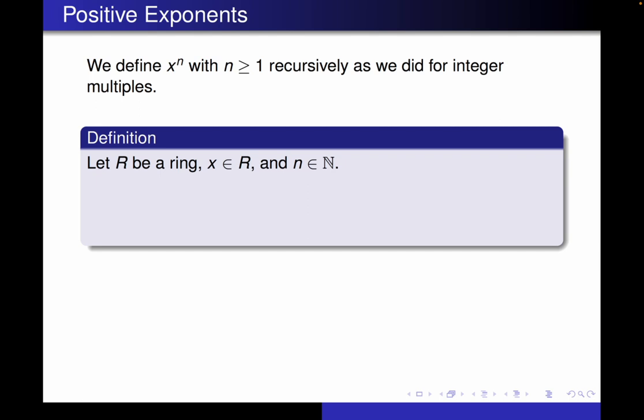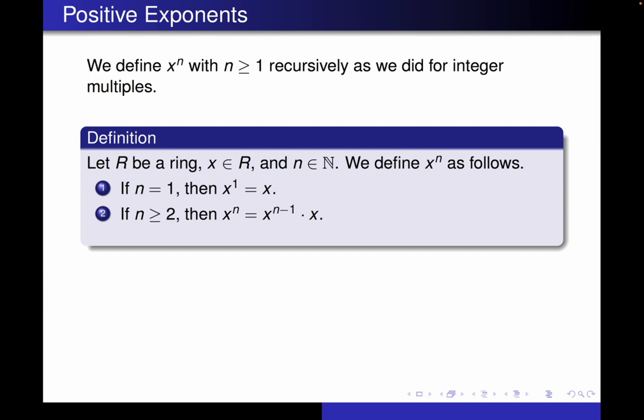So first, let's let R be a ring, let x be in the ring R, and let n be a natural number. Then we're going to define x to the n as follows. We're going to start at n equals 1. If we have x to the 1, it makes sense for x to the 1 to equal x. The remaining values of n are going to be defined recursively. If n is greater than or equal to 2, then we define x to the n to be x to the n minus 1 times x.